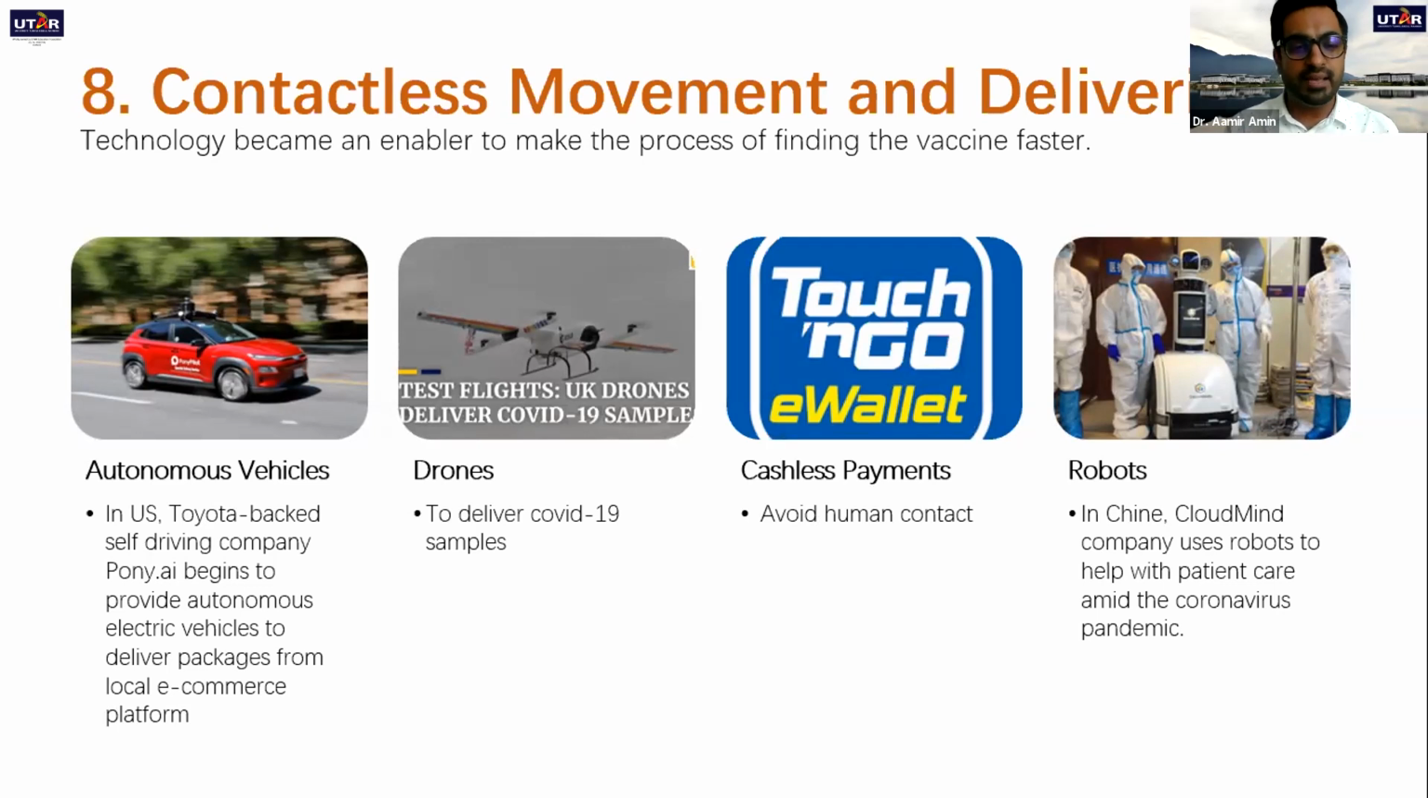In the UK, for example, drones are delivering COVID-19 samples. We have cashless payments. We don't have to give physical currency anymore. We have robots in China, for example. One of the companies, CloudMind, uses robots to help with patient care amid the coronavirus pandemic. So imagine how the robots or information technologies are helping us to stay contactless.